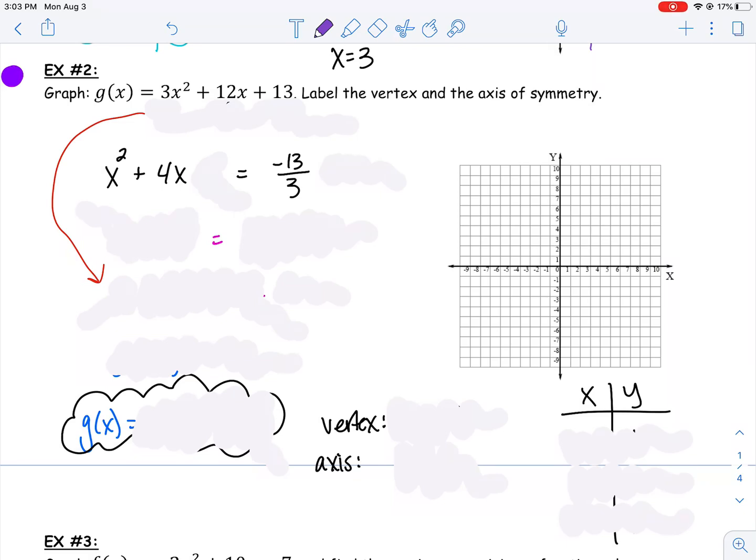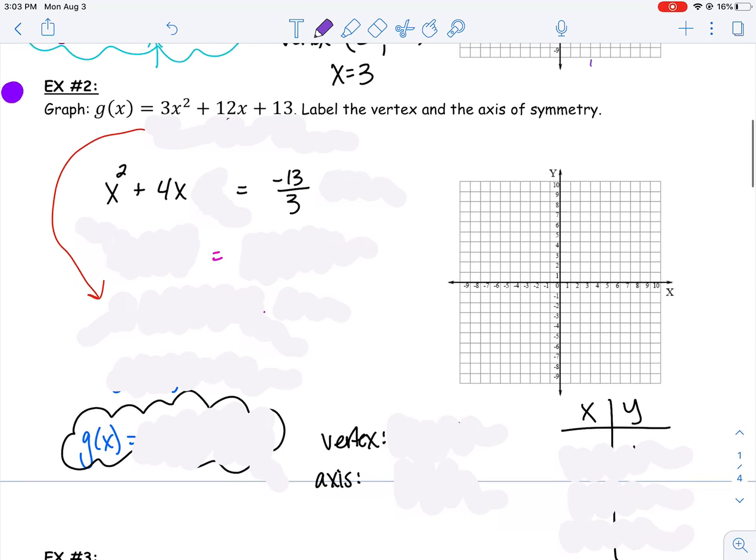All right, let's do another example of graphing a quadratic that's not quite in vertex form. Maybe it's given to us in standard form, like this one is. Example number 2 gives us that g of x is equal to 3x squared plus 12x plus 13. And I know by just looking at the equation that it's going to be a parabola because it's a quadratic. It has that x squared, right?